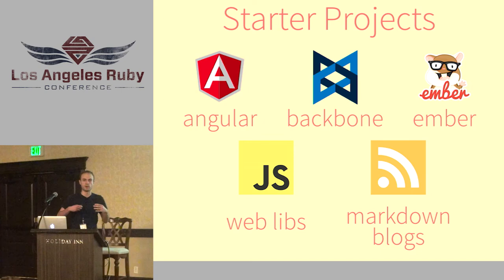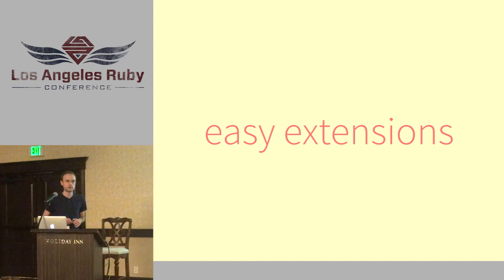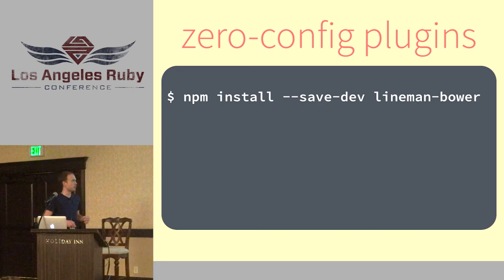Lineman is also very easy to extend. Because Grunt provides the tasks, we'll talk about Grunt, we just have to build this kind of thin candy shell around these tasks that tell you where these tasks fit into your project. And from a user's perspective, once we've built this plugin once, all you have to do is say npm install, and this will save that to your project and add it to your package.json so you can track your dependencies. And the name of this one is Lineman Bower.